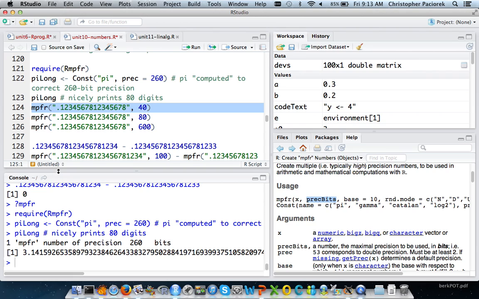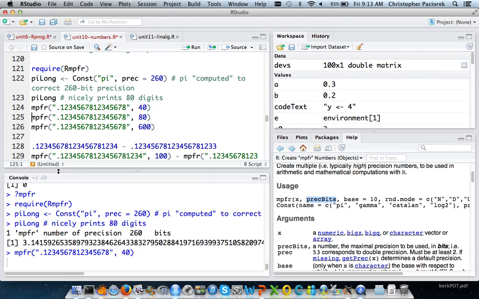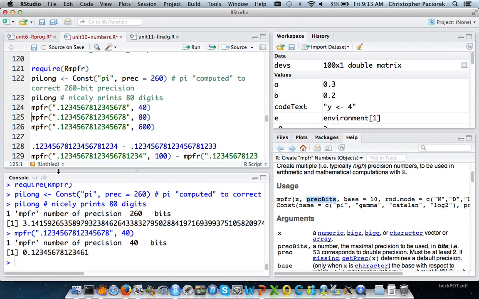If we wanted to look at some of the kinds of numbers we were looking at before, for example, if we use 40 bits to represent 1, 2, 3, 4, 5, 6, 7, 8, 1, 2, 3, 4, 5, 6, 7, 8, well, that's not as many as 53 bits, so we're not going to do as well as when we're just using R's regular double precision floating points, the computer's underlying representation. So we lose some digits here that we would have in our normal representation.